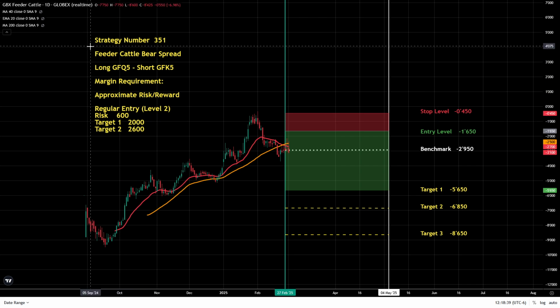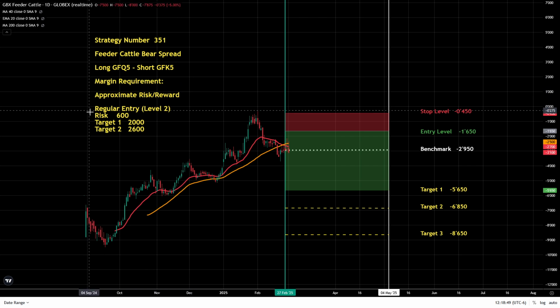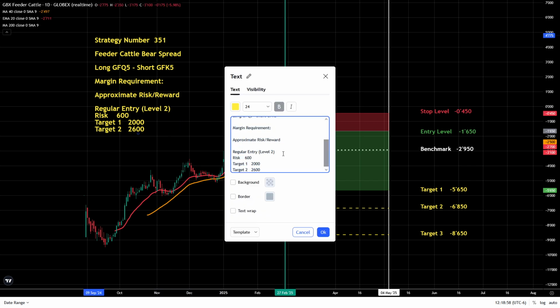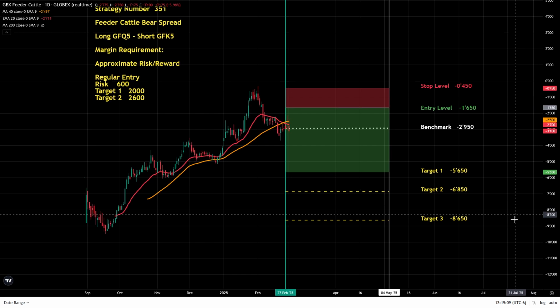Risk reward on this one. So basically, number 351. Let me go through the quick dynamics here. Long August, short May feeder cattle. Margin requirement, not here. It's on the sheet. I think it was around 800, 900 bucks. And then risk reward, regular entry level, which is the only entry level we're doing. I don't need to put level 2. It gives a profile of risking 600 bucks per spread to either make 2,000 or 2,600. So nice risk reward parameters there.